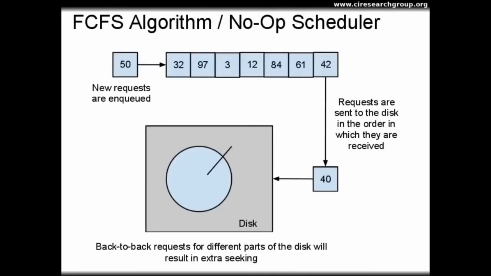The simplest scheduling algorithm would be the first-come, first-serve algorithm, which is implemented in Linux as a no-op scheduler. This algorithm is extremely straightforward. It simply consists of a FIFO queue into which new requests are added. The requests are removed from the queue in order, one by one, and these requests are sent to the disk for processing. Now, there's no reordering of the queue. This is a first-come, first-serve ordering.